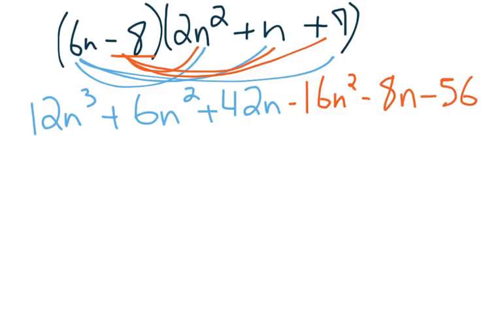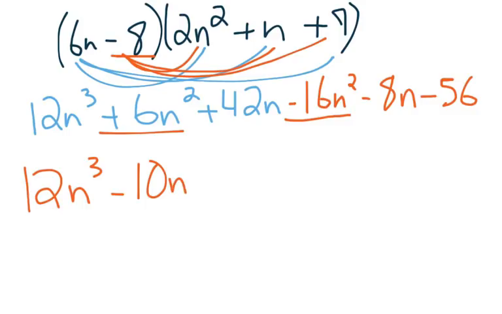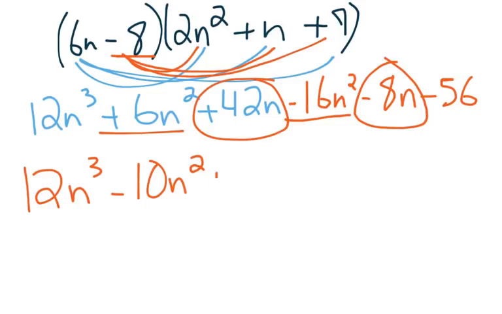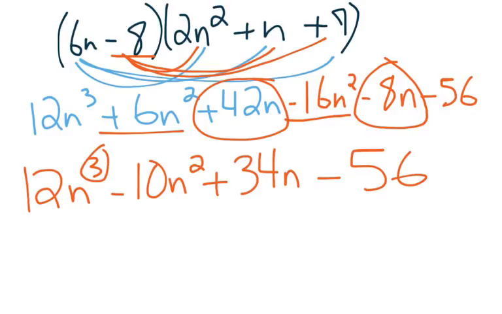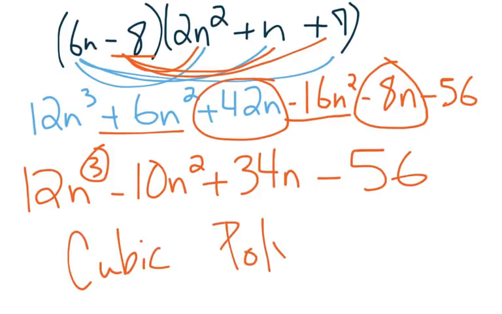Last step is just to combine all your like terms, and then we're going to classify if possible. So 12n cubed is by itself, then I have 6n squared and negative 16n squared to get negative 10n squared. Then I'm going to do 42 minus 8, which is going to give me positive 34n minus 56. Again, the highest degree is a 3, so this is a cubic polynomial.